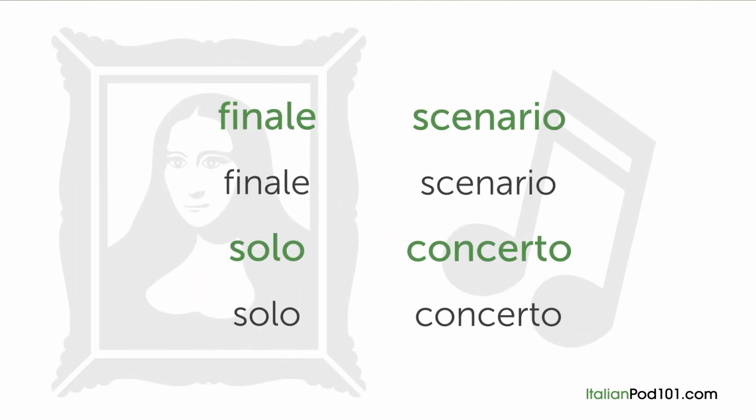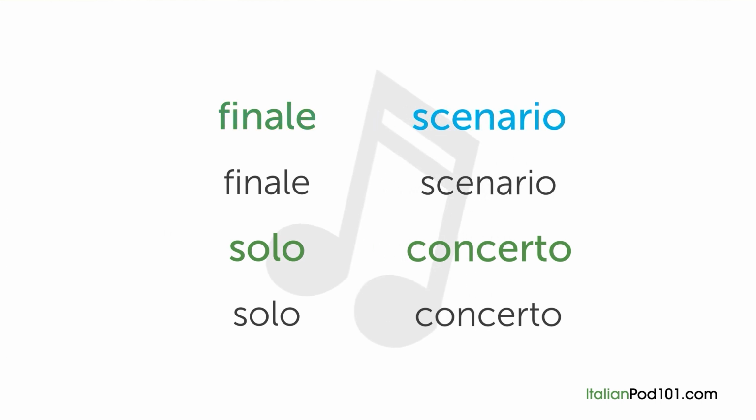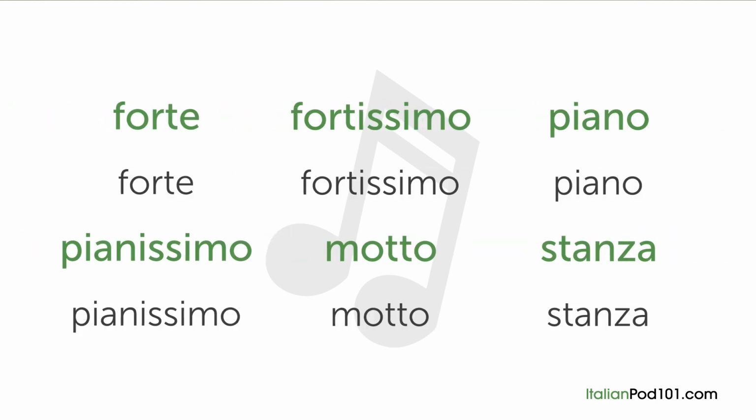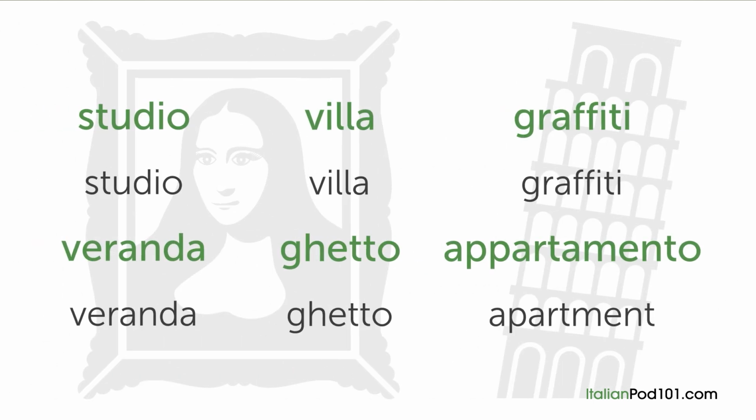Music and art also have plenty of Italian loanwords. Take finale, scenario, solo, and concerto. Those are all commonly used in English. There are lots more on a technical level too, like forte, fortissimo, piano, pianissimo, motto, stanza. In arts and architecture, studio, villa, graffiti, veranda, and ghetto, as well as apartment, from appartamento, are all Italian loanwords.